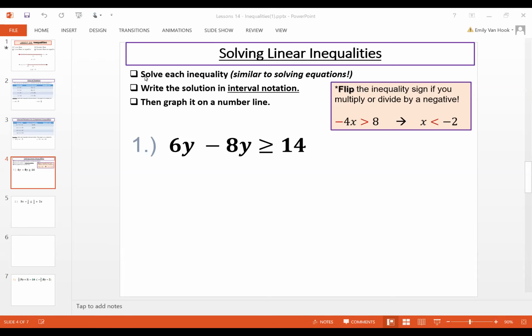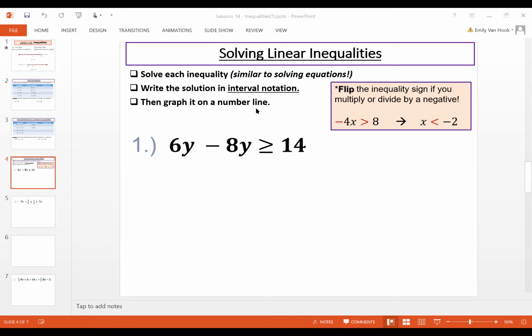So here's what we're going to do. We will solve each inequality, and that will be similar to solving equations. So sometimes we'll use the distributive property, we'll combine like terms, we'll isolate the variable, maybe we'll add or subtract on both sides, multiply or divide on both sides, all that stuff we've been working on, particularly in lessons 10 and 11, a few lessons ago. Then after we're done solving, we have a couple more things to do. We will also write the solution in interval notation. That's what we worked on in part 1 of this lesson, with square brackets and parentheses and infinity, etc. And then we will also graph our solution on a number line.